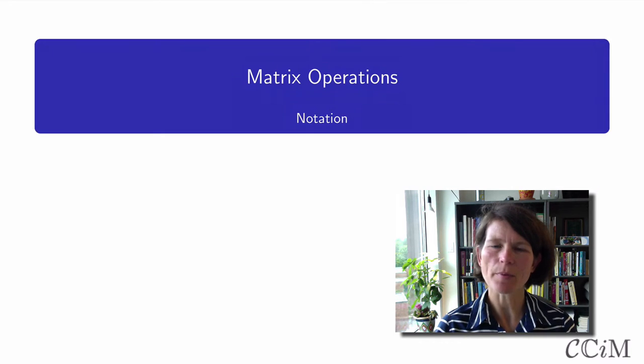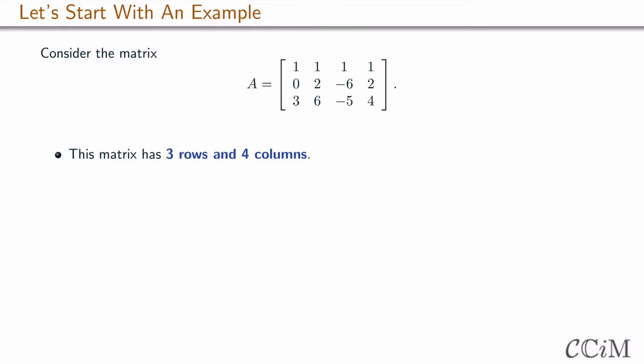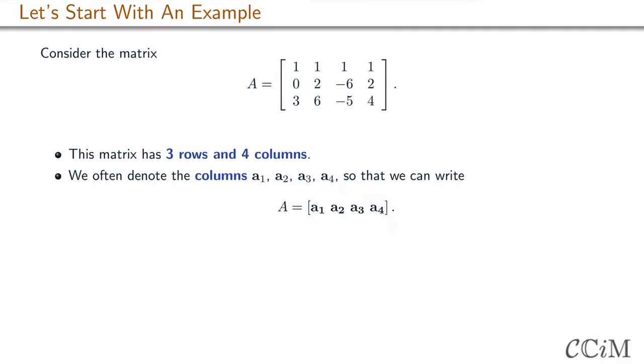Let's learn about matrix operations, specifically some notation. Consider the matrix given here. This matrix has 3 rows, 1, 2, 3, and 4 columns, 1, 2, 3, 4. We often denote the columns with A1, A2, A3, A4 in this case. So this right here is column A1, right here is column A2, and so forth. This last one is column A4. And so we can then write the matrix A by simply writing down its columns, A1, A2, A3, A4.